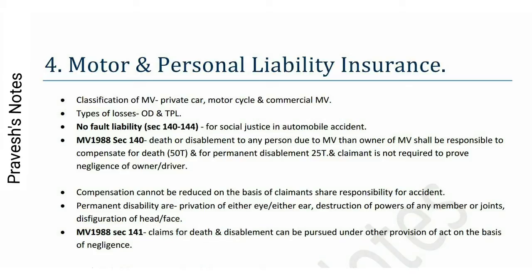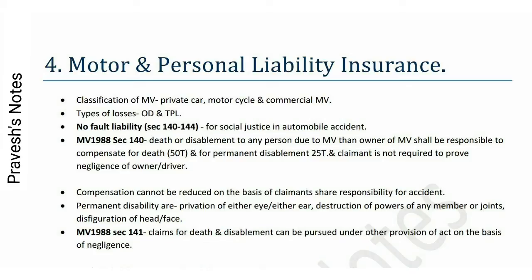In Motor Vehicle Act 1988, Section 140: death or disablement to any person due to a motor vehicle, then the owner of the motor vehicle shall be responsible to compensate: for death 50,000, and for permanent disablement 25,000. Claimant is not required to prove negligence of owner or driver. Compensation cannot be reduced on the basis of claimant's share of responsibility for the accident. Permanent disability includes privation of either eye or either ear, destruction of powers of any member or joints, disfiguration of head or face.